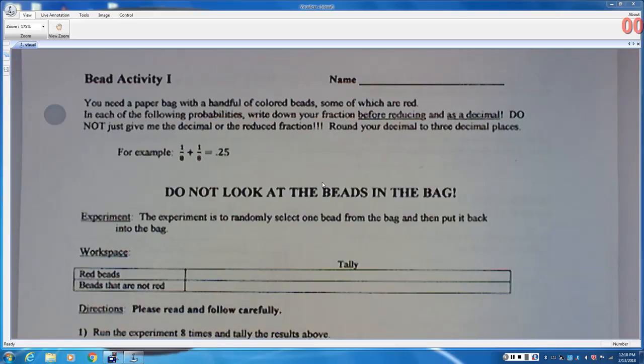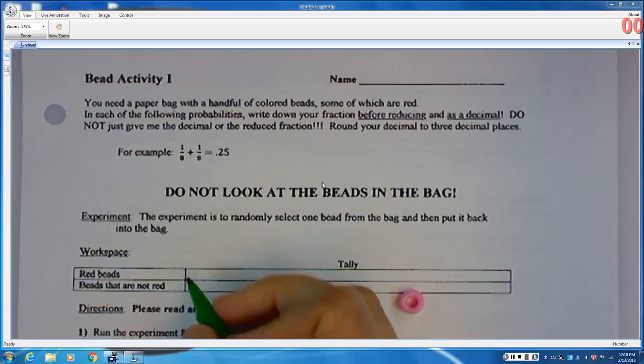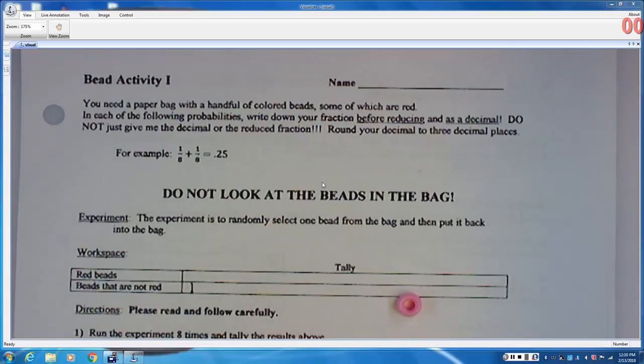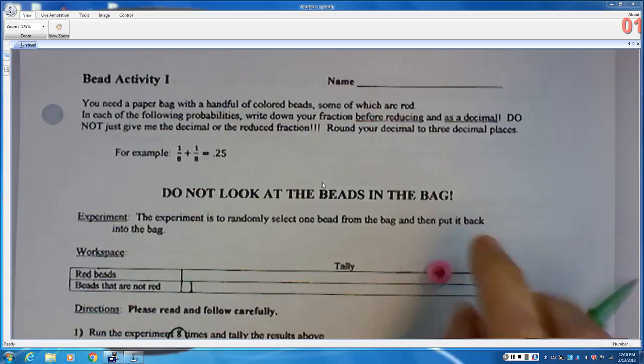And the experiment is that you're going to mix up the beads each time. Probably one person will reach into the bag and pull out a bead. And then you're going to note if it's red or not. Well, pink is not red, so that's not. You're going to do that 8 times. It's important to put the bead back in the bag.